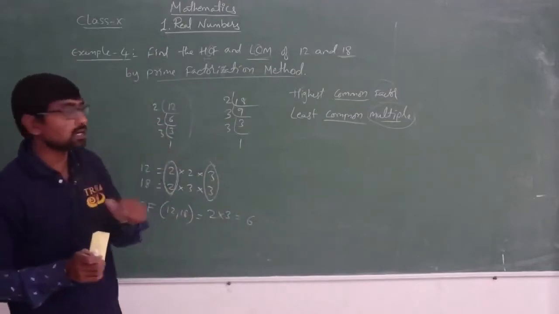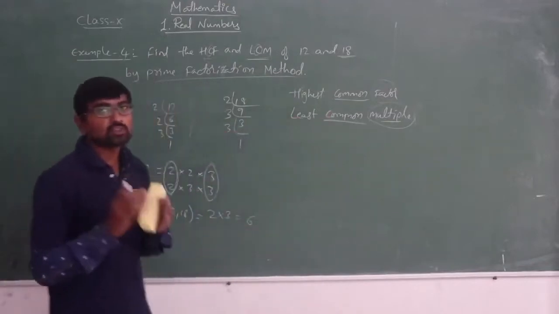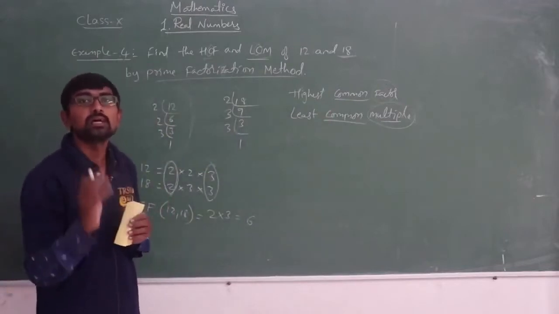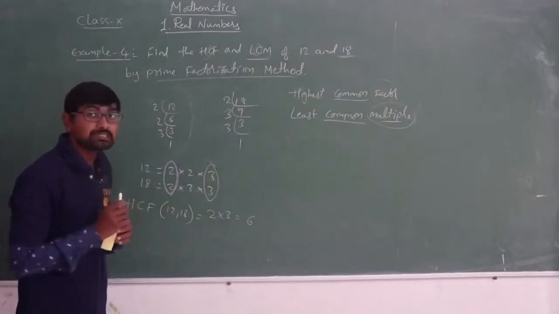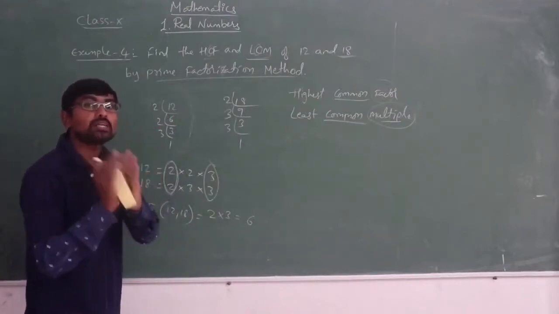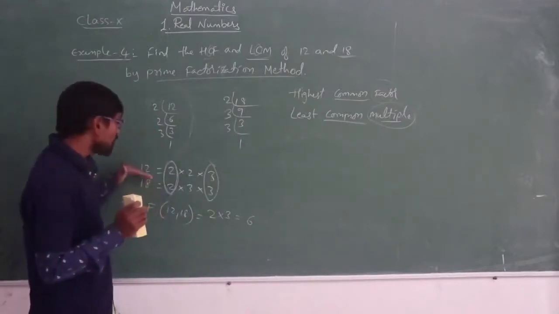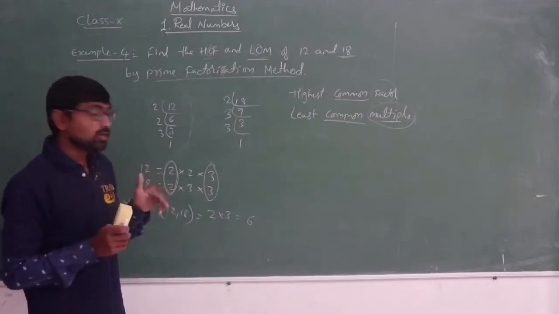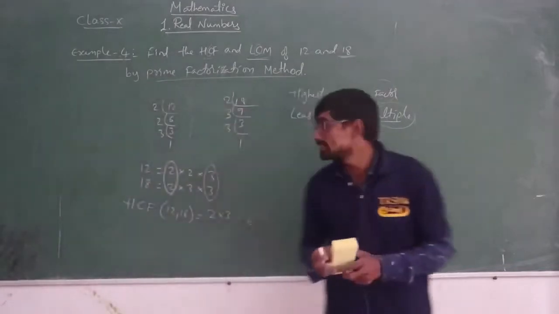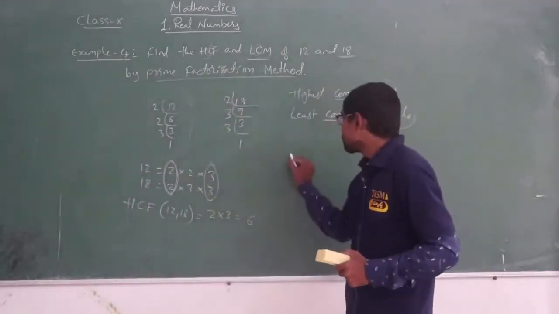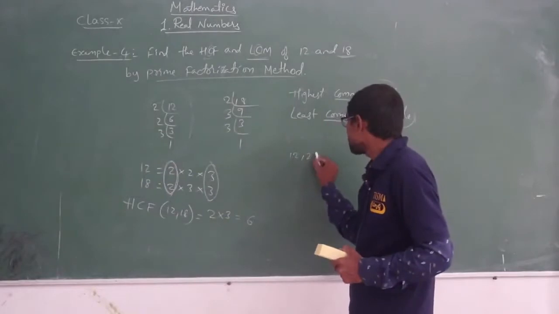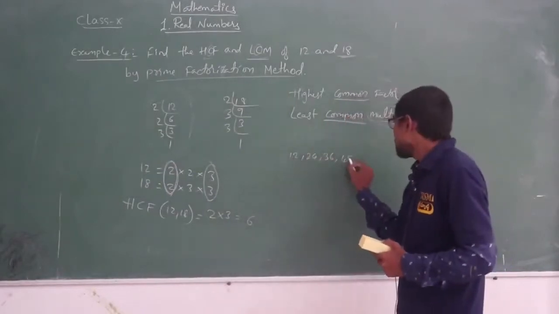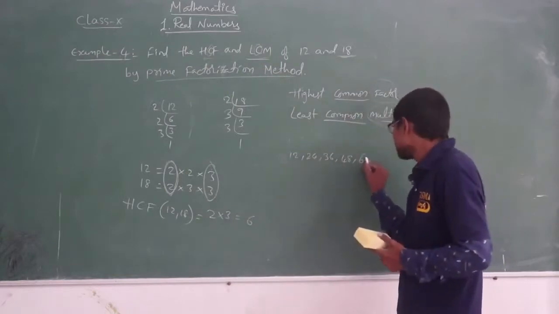Now coming to the second part, that is the least common multiple. So how will we find the least common multiple? Here I am using the word multiple. It means what number is exactly divisible by 12 and 18. Let us take one example. If I write the table of 12: 12 ones are 12, 12 twos are 24, 12 threes are 36, 12 fours are 48, 12 fives are 60.